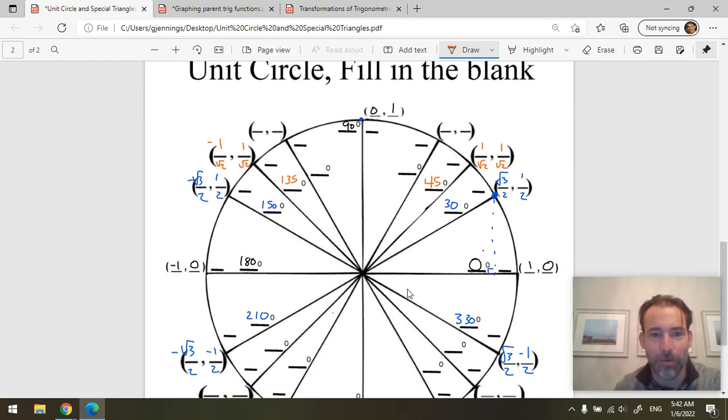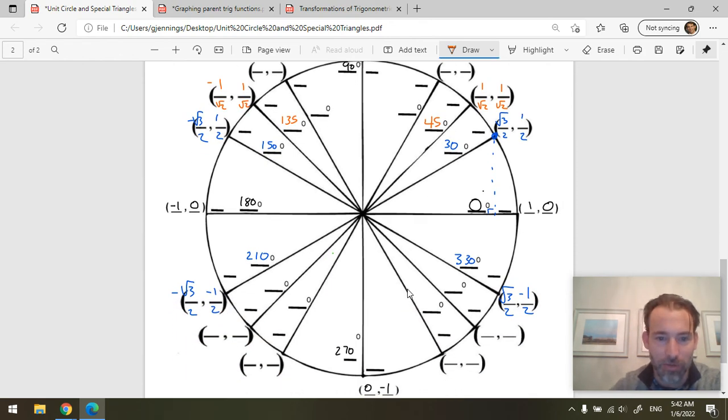All right, and now let's reflect those around. So we have down here 225. And this would be negative 1 over root 2, negative 1 over root 2. Just applying my CAST rule. Cosine is positive over here. All of them are positive over there. Sine is positive over there. And only tangent is positive down here. But tangent doesn't determine any of these. So both of these are negative because both sine and cosine are negative down here.